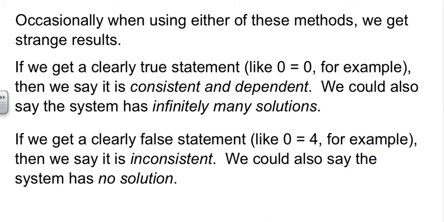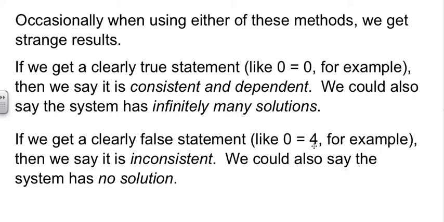Now, last thing we have to deal with is sometimes we get strange results. If we work these things out and we end up with a statement that is clearly true, 0 is equal to 0, or 5 is equal to 5, or something where it's obviously a true statement, then this would be like the case we did with graphing, where it's consistent and dependent. And another term they like to use is that you could say that this has infinitely many solutions. That's when you get a true statement.